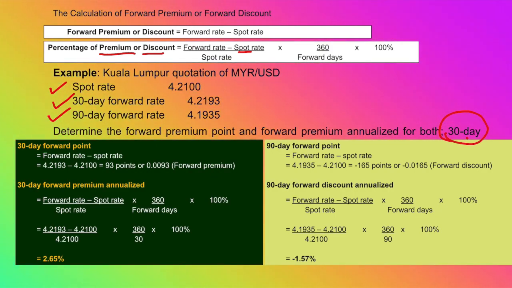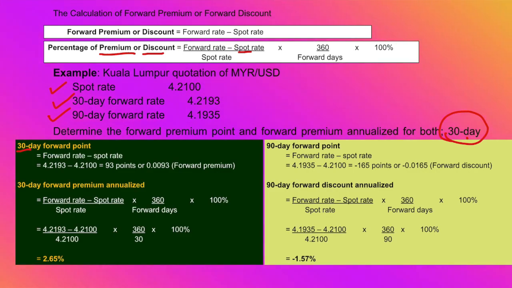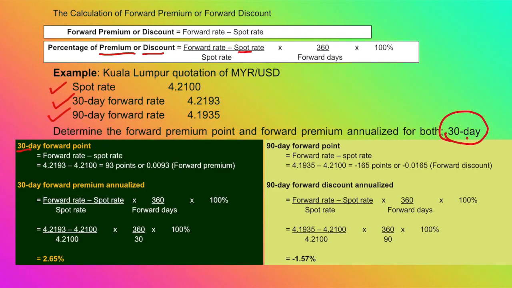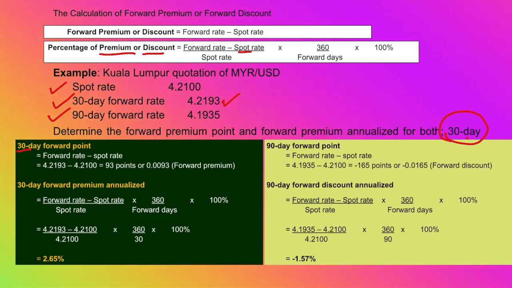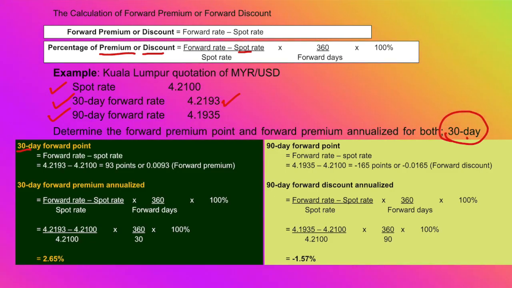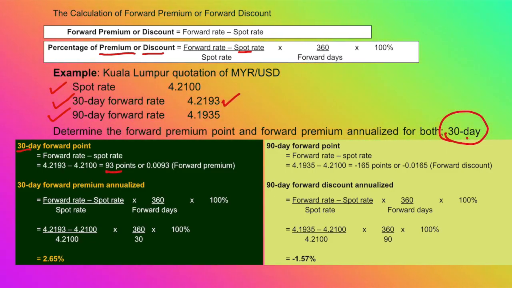Okay, for 30-day forward point, you have to deduct forward rate minus spot rate. So forward rate for 30 days, 4.2193 minus 4.2100. So 93 points or 0.0093.